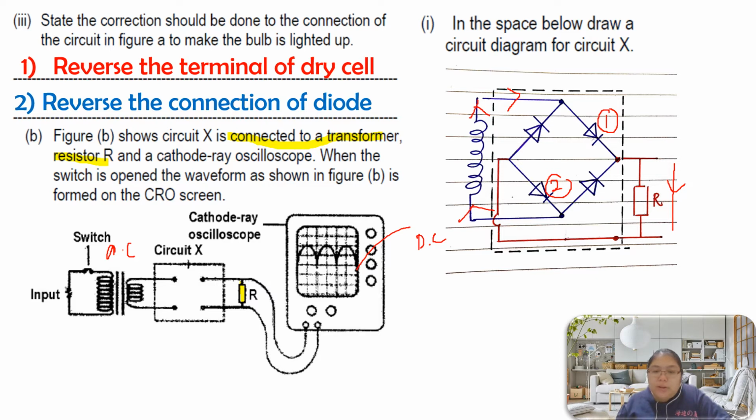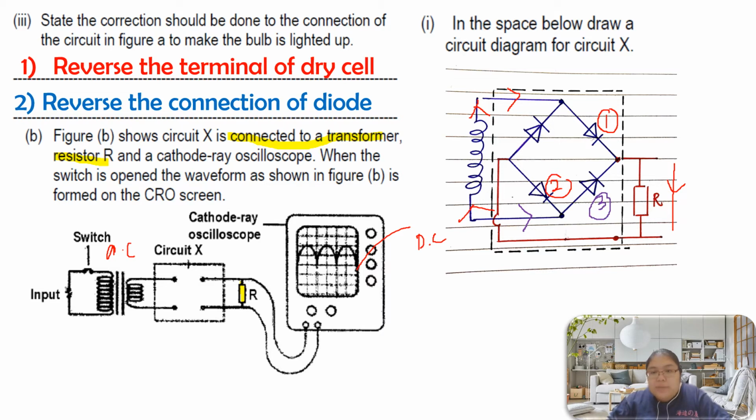Now I continue for the second round. In the second round, I move in the opposite direction. So I start from here, the blue color part. After that I will go to diode number 3.